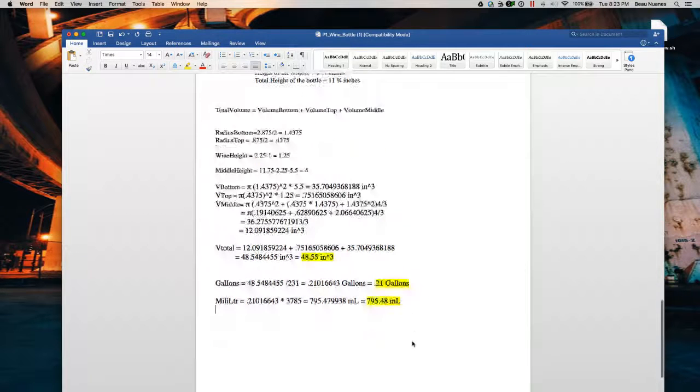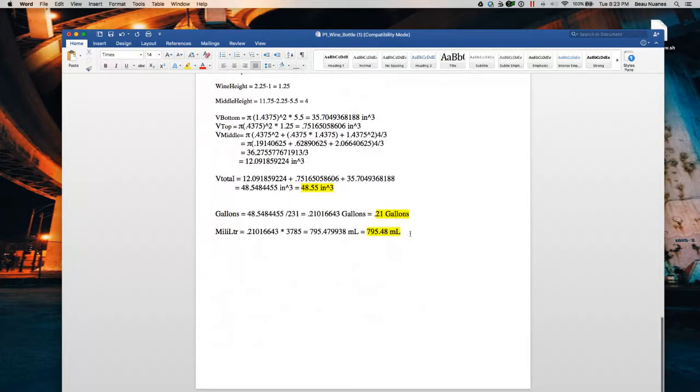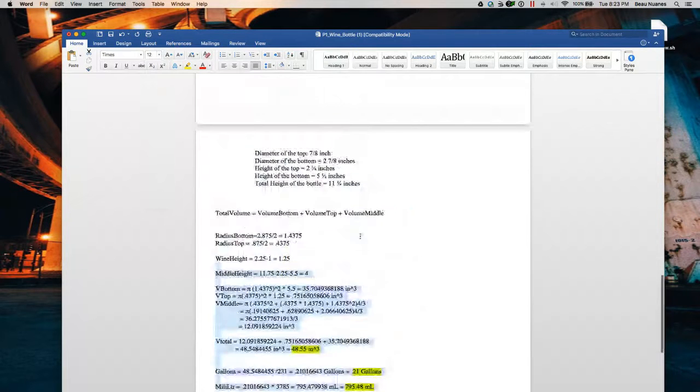Okay. And hold on, this is really bugging me that the font is different, so I'm going to make it all the same.